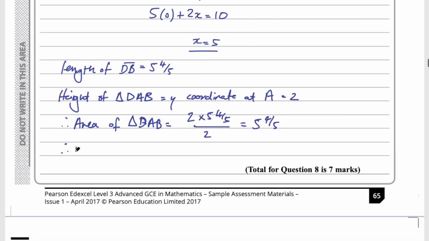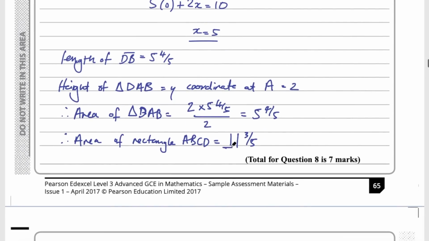So therefore the area of rectangle ABCD equals 5 4/5 times 2. So stick that in the calculator and you get 11 3/5. And there's no units in that question, so just leave it as that. And that was question 8 for a total of 7 marks.